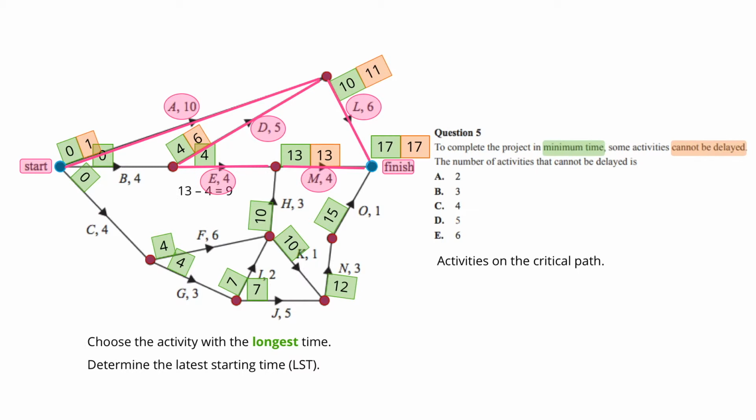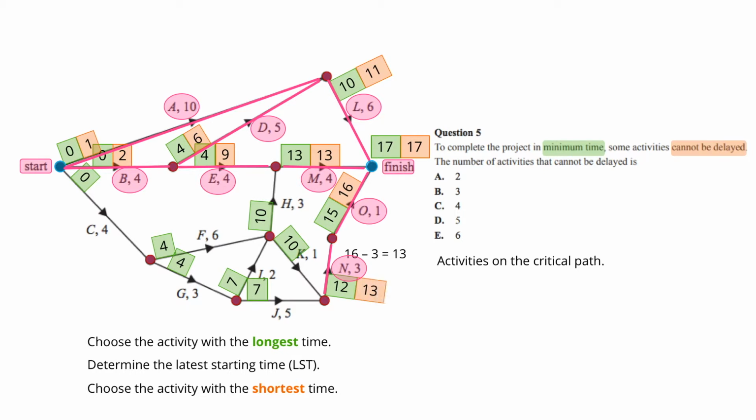In order to determine the latest starting time for activity B, we choose the activity with the shortest time. So we have 6 minus 4 equals 2. To determine the latest starting time for activity O, we have 17 minus 1, which is 16. For activity N it is 16 minus 3 equals 13. We can now determine the latest starting time for activity K, which is 13 minus 1 equals 12, and the latest starting time for activity H, which is 13 minus 3 equals 10.